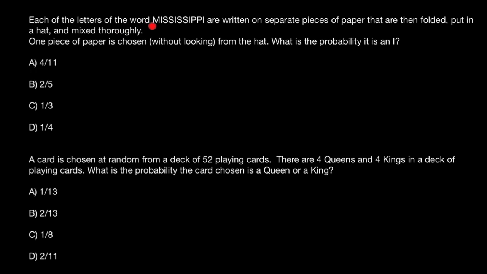Each of the letters in the word Mississippi are written on separate pieces of paper that are folded, put in a hat and mixed thoroughly. One piece of paper is chosen without looking from the hat. What is the probability it is an I?